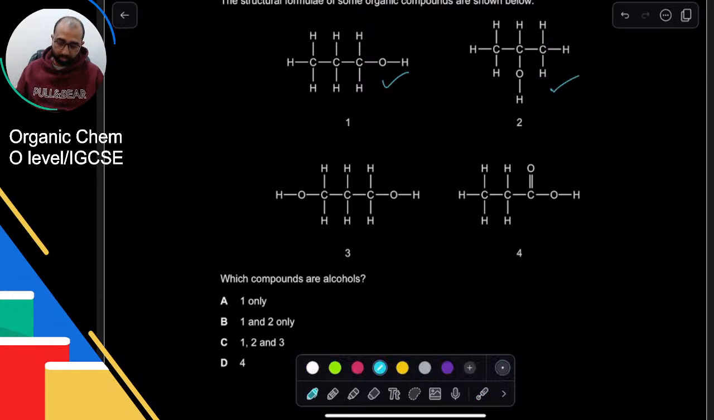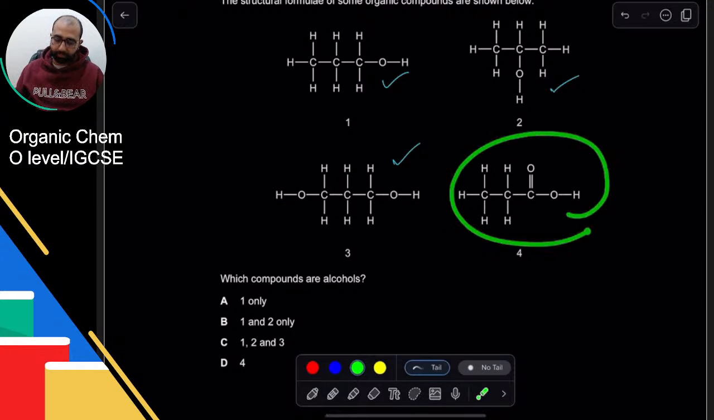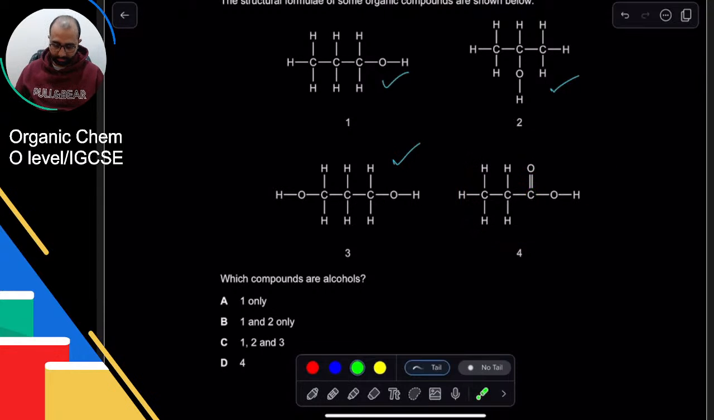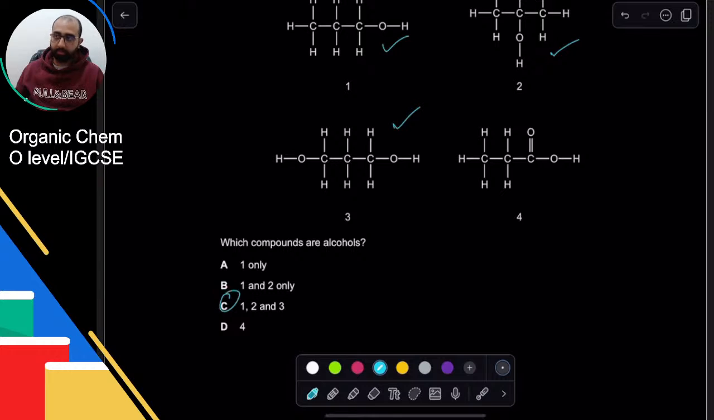This one is alcohol. अब देखो यहाँ पे इस साइड पे भी है, इस साइड पे भी है. This is called diol, and this one is not, because यहाँ पे COOH हो गया, so this one is carboxylic acid. So 1, 2 and 3 are alcohols. तो हमें यहाँ से ये पता चल गया. Alright, moving on.